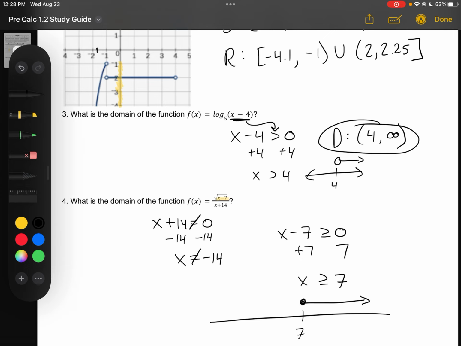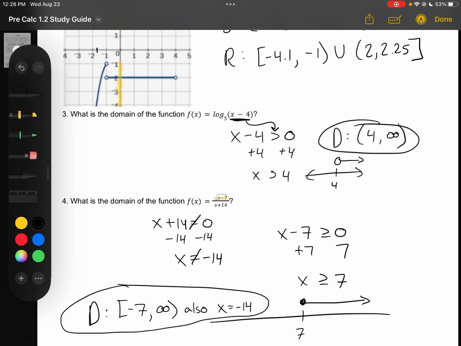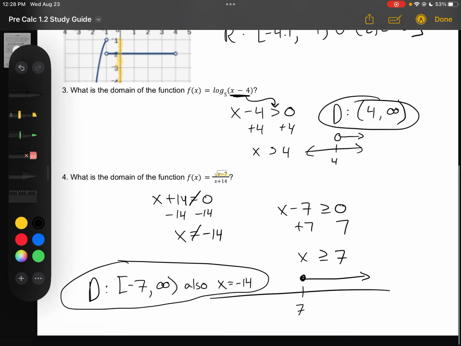So for our domain, we're going to see that x is greater than or equal to 7. But also that x is not equal to -14. So wherever -14 is at the number line, there's also a gap there. So 2 things that we need to account for, one for the numerator and one for the denominator.